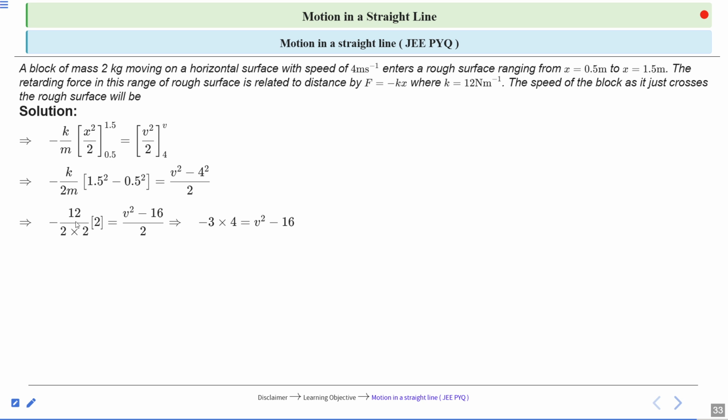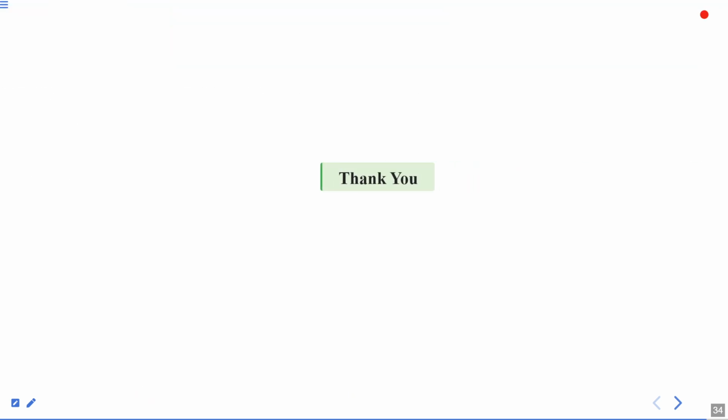So solving this, you will get minus 12 divided by (2 into 2) into (2.25 minus 0.25) is equal to (v square minus 16) divided by 2. Solving these mathematical terms, you will get minus 3 into 4 is equal to v square minus 16. So v square is equal to 4. So v is equal to 2 meter per second. Clear? Thank you for your attention.